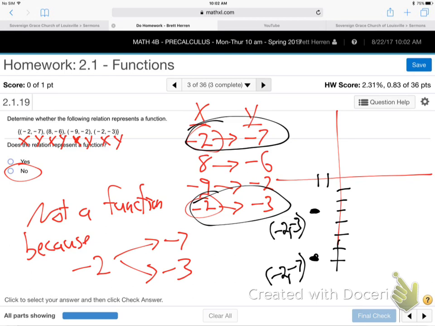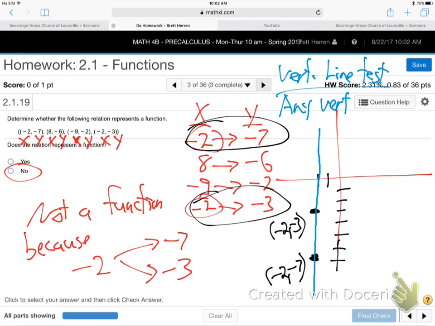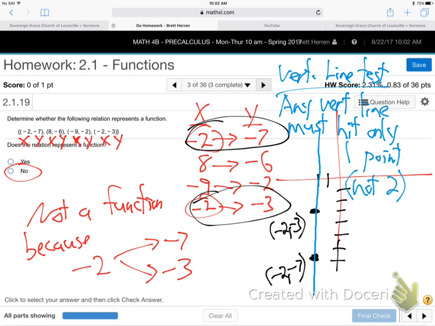Those two dots. What do you see about those two dots, and what do you remember from algebra about functions? Is that class the vertical line test? Yeah, very good. Do you remember the vertical line test? If any vertical line on a graph hits two dots, it's not a function. So that's called the vertical line test. Any vertical line must hit only one point, not two, to be a function.